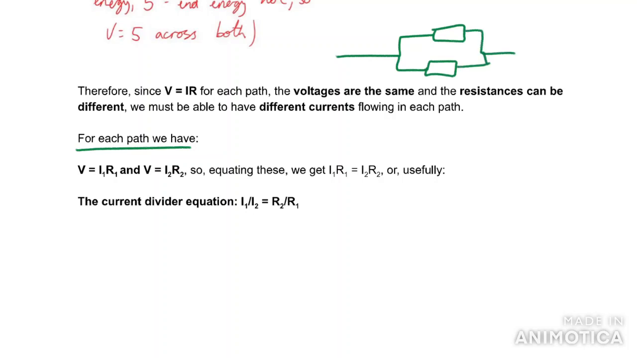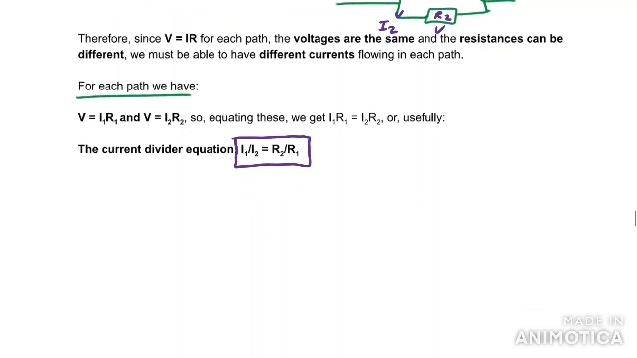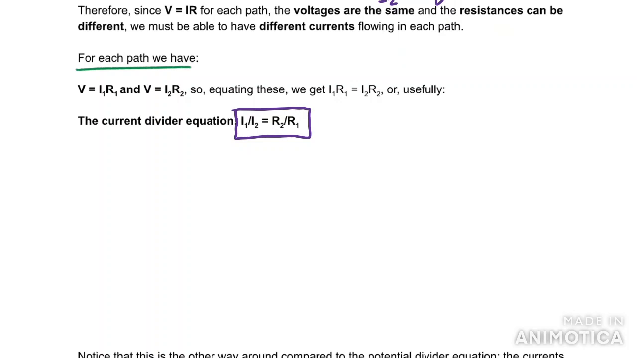If we get a resistor there of R1, a resistor there of R2, current there of I1, current there of I2, and we know across both of them we've got V. So V is equal to I1 R1, and V is also equal to I2 R2. If you equate those, you get I1 R1 equals I2 R2, or more usefully, the current divider equation: I1 over I2 equals R2 over R1. So very similar to the potential divider setup, but notice that it's actually the other way around. The current is shared in the ratio of resistances, but in the opposite way you might expect.